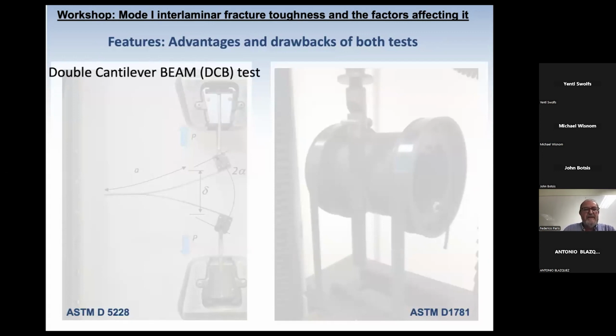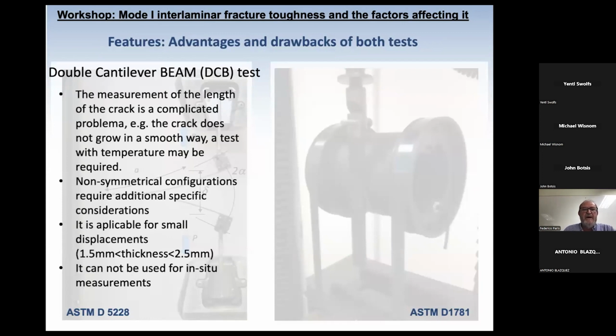With reference to the double cantilever beam, the measurement of the crack is a complicated problem. For instance, the crack does not grow in a smooth way. A test with temperature may be required, and it complicates the measurement of the length of the crack a lot. A non-symmetrical configuration requires additional specific considerations. It is only applicable for small displacement. Some indication about the thickness is given here, and it cannot be used for in-situ measurements.